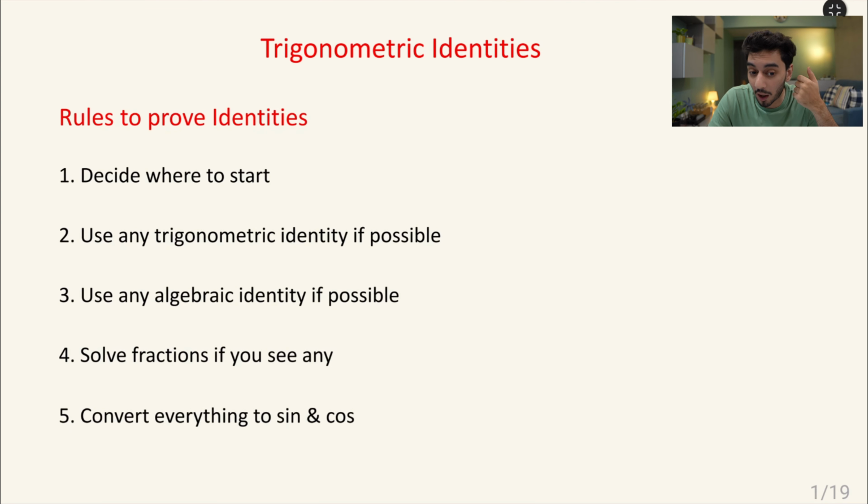If you can't use any trigonometric identities, you can't use any algebraic identities, the next step is to look for fractions. If you have any fractions, just solve the fractions, basically cross multiply and do all those things with the fractions. You'll eventually end up seeing some identities or something. If you don't have any fractions, the last step is to convert everything to sine and cos. Then you'll be able to see a few things, maybe a few fractions or maybe some identity or something or the other.